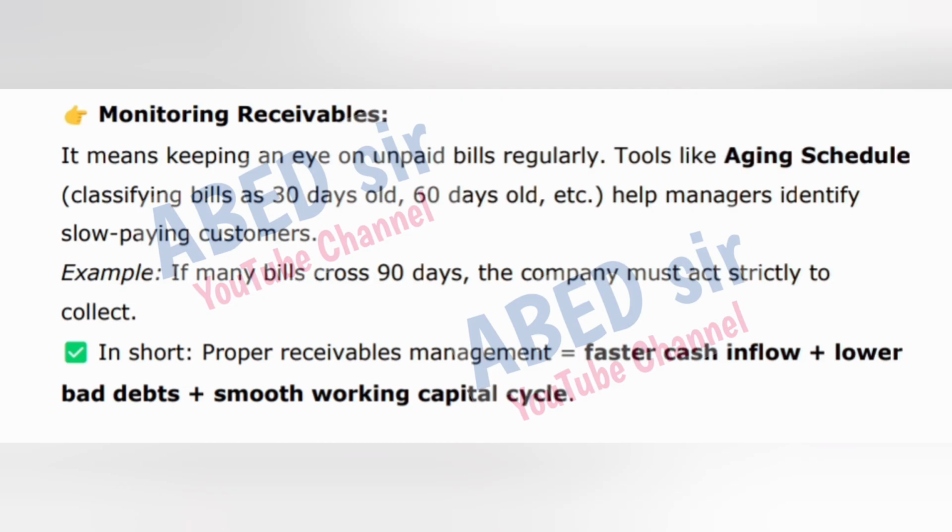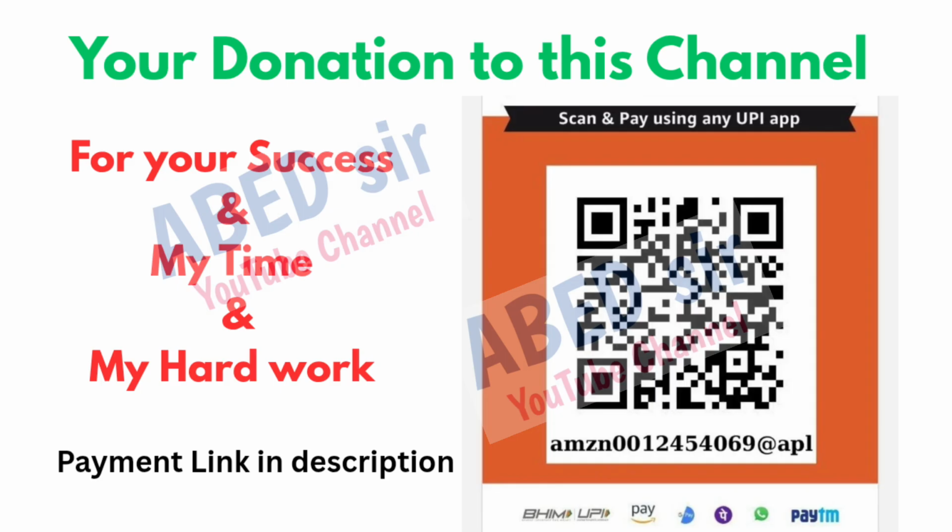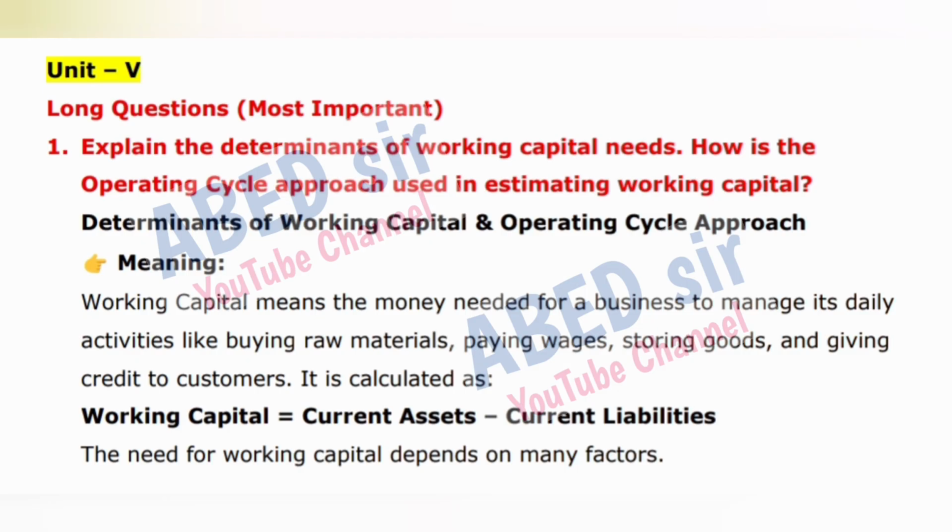In short, proper receivables management equals faster cash inflow plus lower bad debts plus a smooth working capital cycle. Next unit, long questions, most important. First important long question is: explain the determinants of working capital needs. How is the operating cycle approach used in estimating working capital? Determinants of working capital and operating cycle approach.